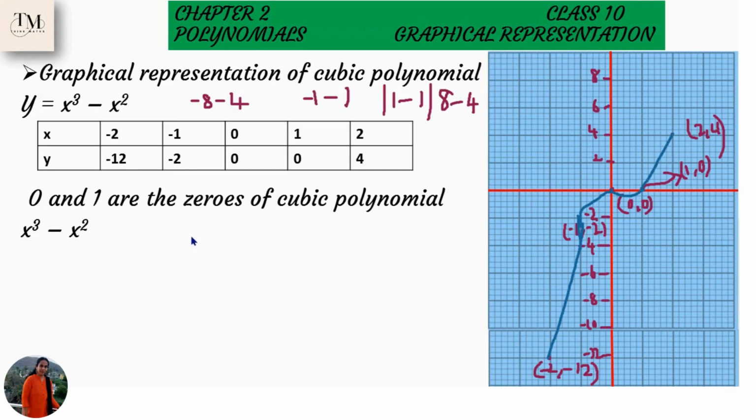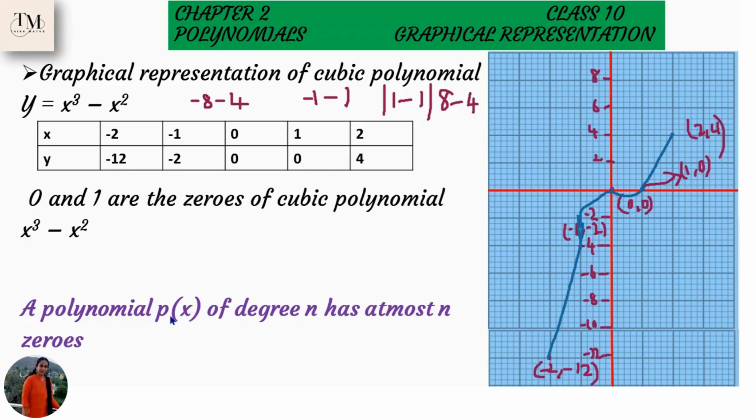So we can say that the zeros are at most 3. A polynomial p of x of degree n has at most n zeros. So if it is a quadratic polynomial, it has degree 2. So it has at most 2 zeros, not more than 2. That is 0 zeros, or 1 zero, or 2 zeros. If it is a cubic polynomial, we got 3 zeros, then 1 zero, then 2 zeros. That is at most 3, not more than 3, less than or equal to 3. So 0, 1, 2, 3.